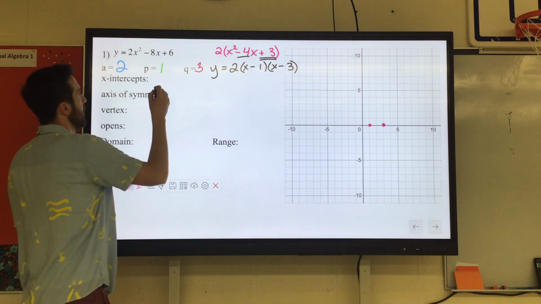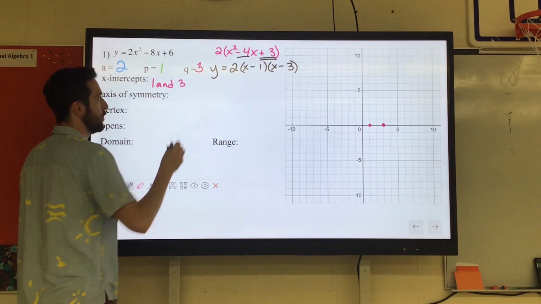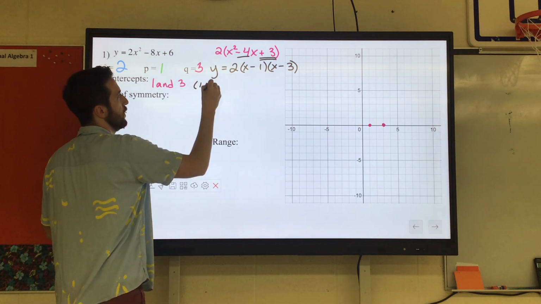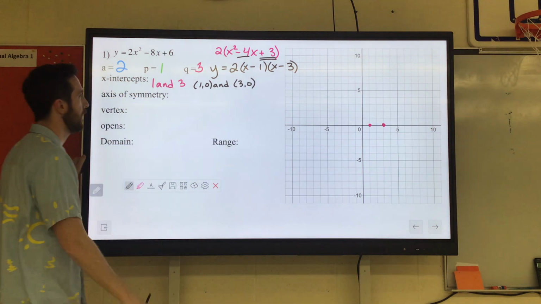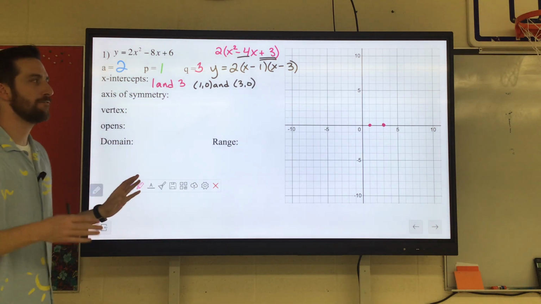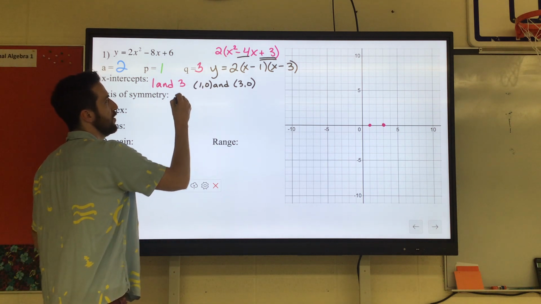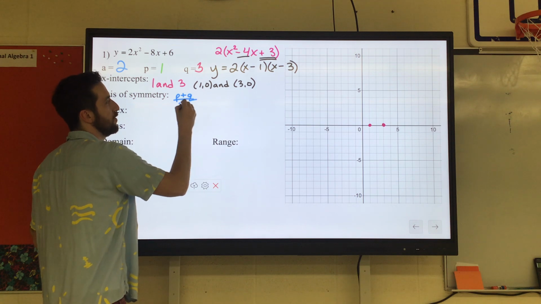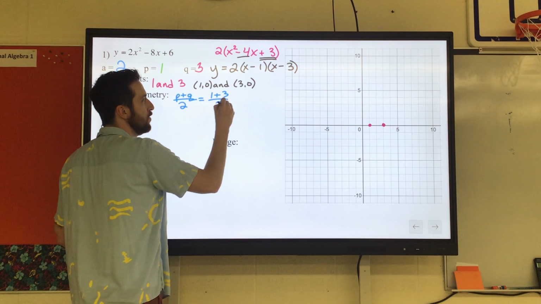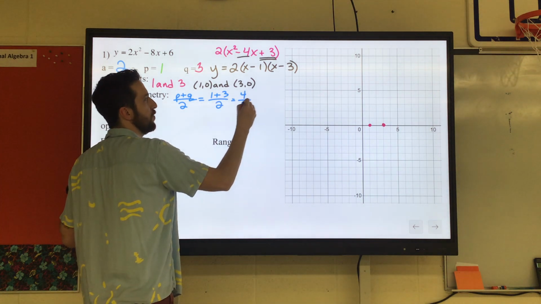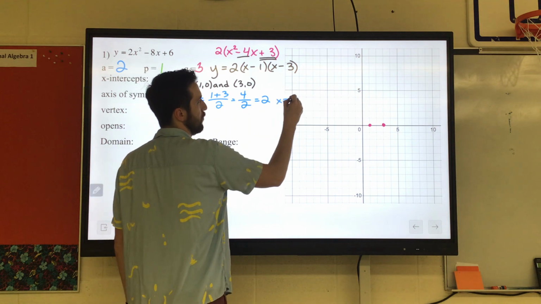So x-intercepts, you could say 1 and 3, or if you want to write those as coordinates, you could say 1, 0 and 3, 0. The axis of symmetry, if you can't figure it out in your brain, what you can always do is add p plus q and divide by 2. That'll help you find the middle. So if we did 1 plus 3 divided by 2, 1 plus 3 is 4, divided by 2 is 2. So the equation is x equals 2.